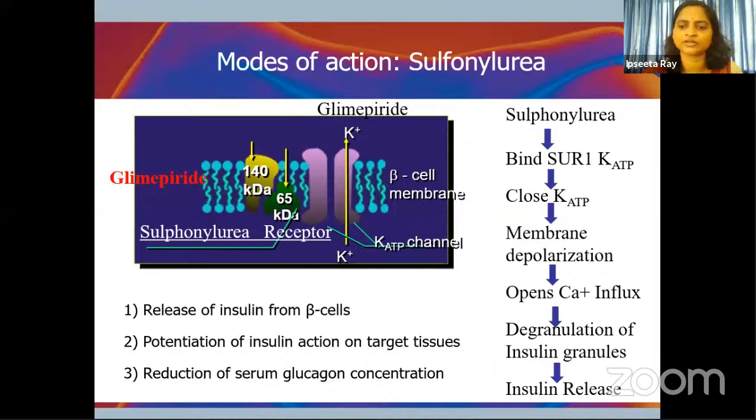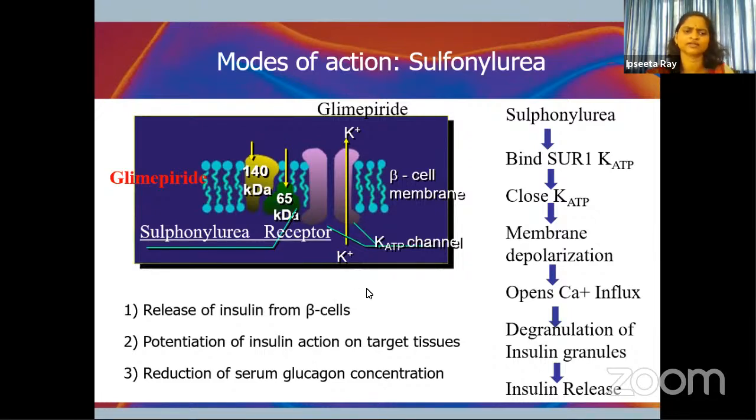There is degranulation of the insulin. When there is influx of calcium, the synaptic vesicles which contain insulin fuse to the presynaptic membrane, and as a result insulin is released. So what we have to remember is that sulfonylureas are secretagogues. They basically cause release of insulin from the pancreas.